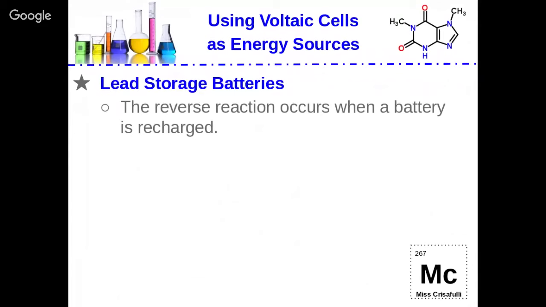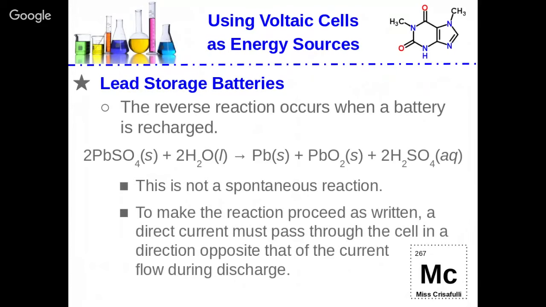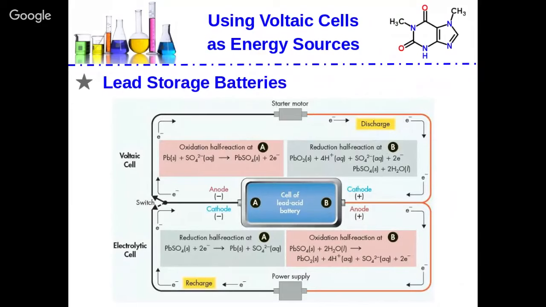The reverse reaction occurs when a battery is recharged. So we can flip that reaction around and go in the opposite direction. This is not spontaneous, so to make the reaction proceed as written, a direct current must be passed through the cell in the direction opposite of that current flow during discharge. So when we're looking at a car, when we start the motor, we're going to have a discharge of electrons, and then we are going to have our reactions proceed in one direction for our voltaic cell and for our electrolytic cell, depending on where we're looking at in our car.